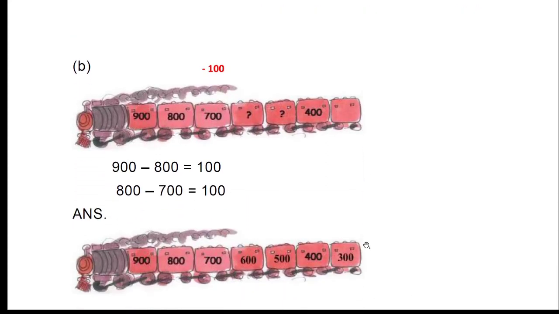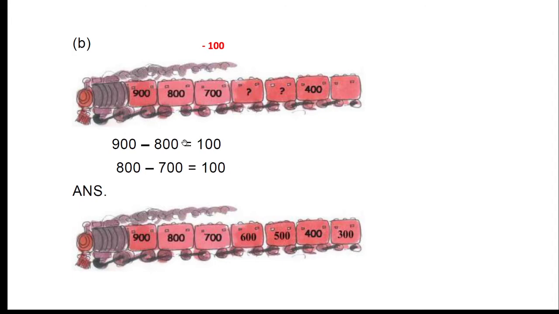Moving to the B part of the same question. So here you can see this is a train and there are different numbers written on the bogie. First what you have to do, you have to check whether it is in increasing order or decreasing order. So you can see these numbers are in decreasing order.